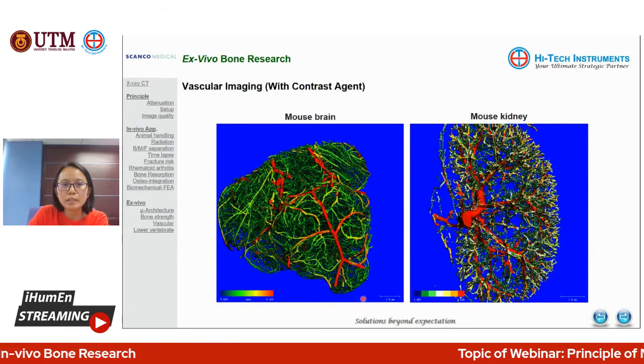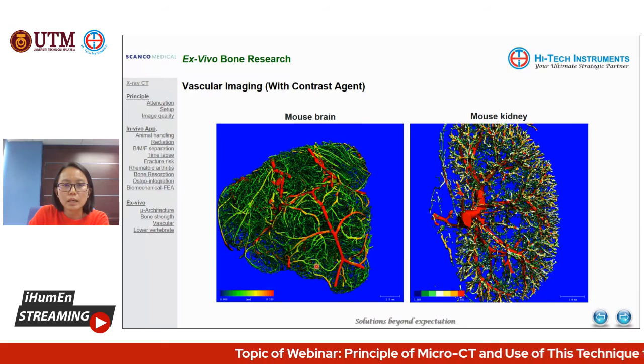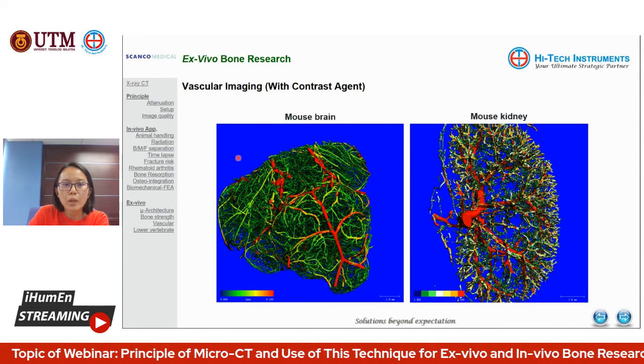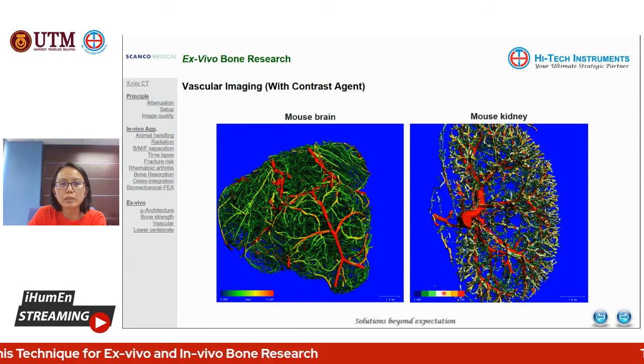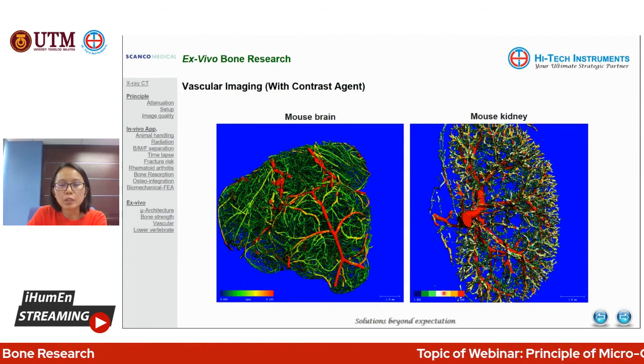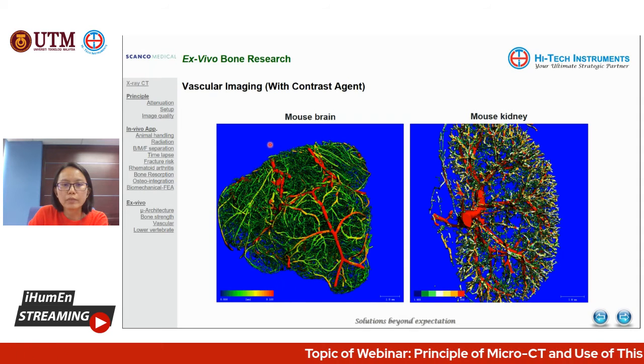And last will be this vascular casting imaging, which allows you to get a clear vasculature of a mouse brain and also a mouse kidney. But of course, this has to be combined with an effective or good contrast agent before you submit for scanning.